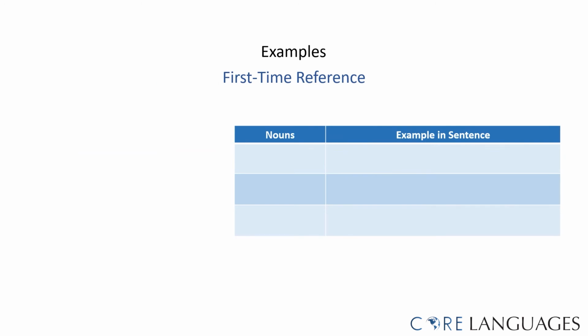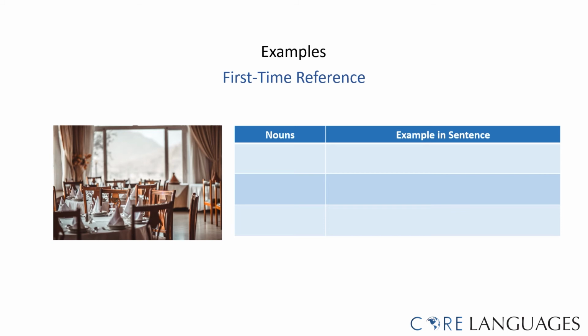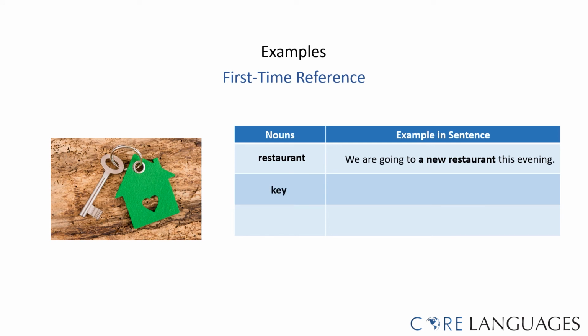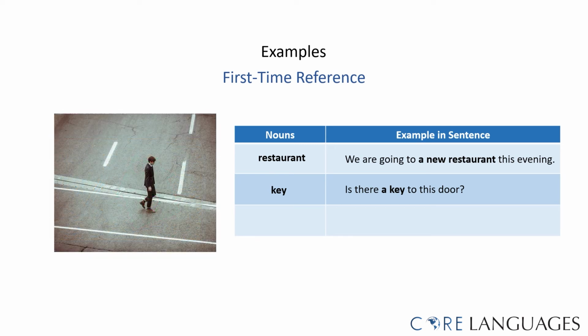Here are examples of sentences that use the indefinite article for nouns that we refer to for the first time. For example, restaurant. We are going to a new restaurant this evening. This is the first time we mention this restaurant, so we need to use a. Key. Is there a key to this door? Man. A man is walking down the street.